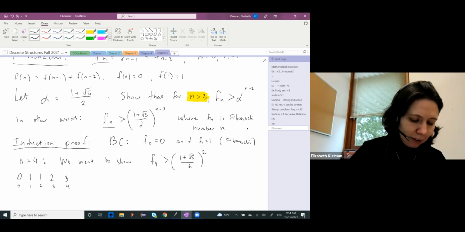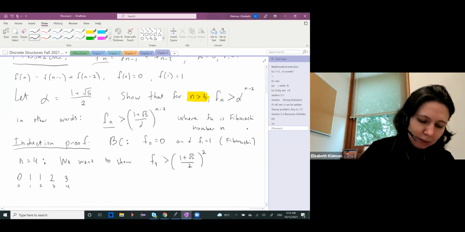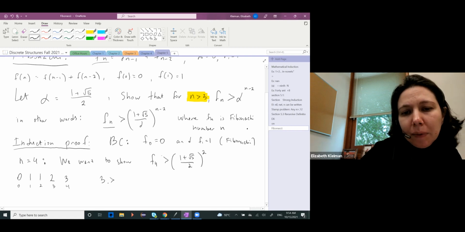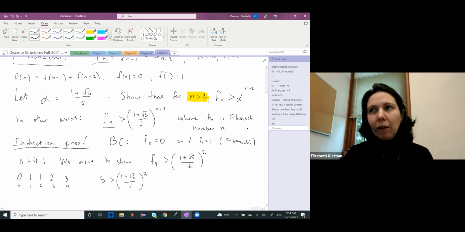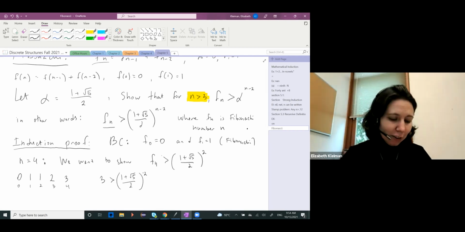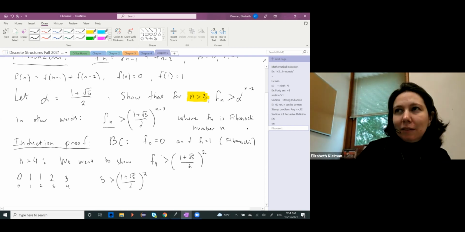So Fibonacci number 4 is 3. Is 3 bigger than 1 plus square root of 5 over 2 squared? Well, in this case, one way is to open up your calculator and check it out. The answer is going to be yes, it is working. Okay.